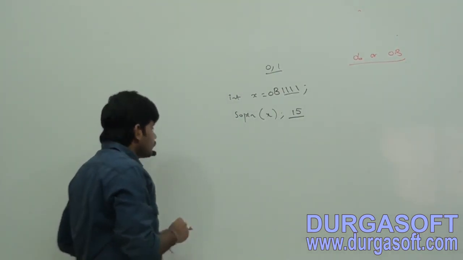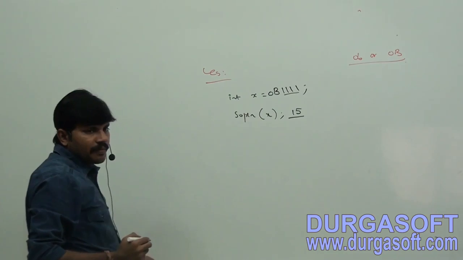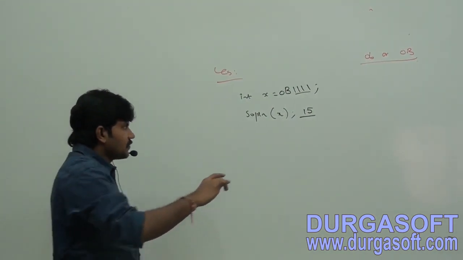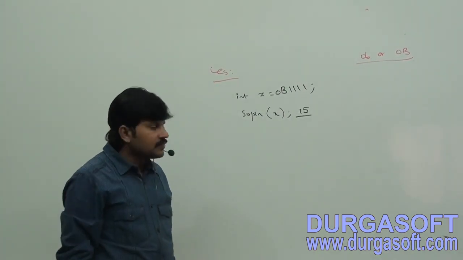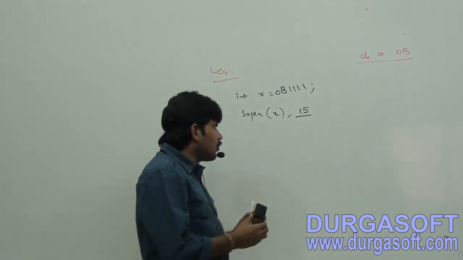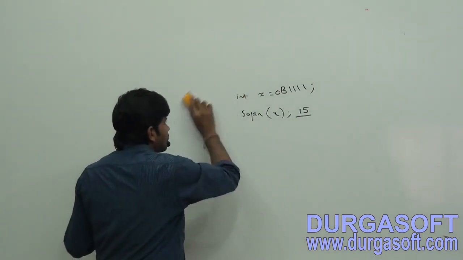Next, example: int x = 0b1111; SOP of x. Can you tell what the answer is? 15. I hope that is clear. This is one enhancement that came in the 1.7 version related to integral literals.